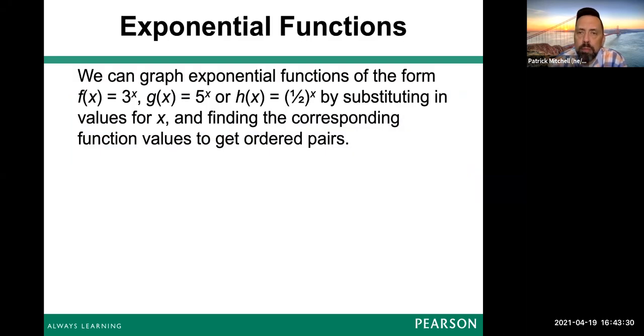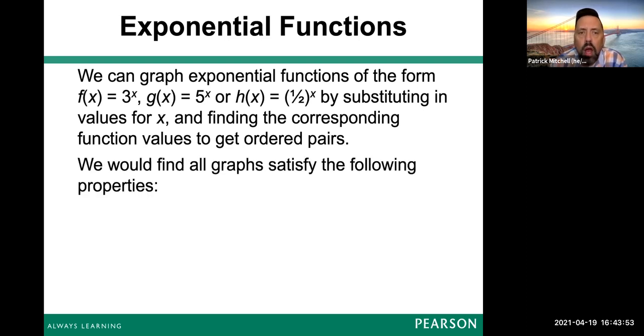We can graph exponential functions of the form f of x equals 3 to the x, g of x equals 5 to the x, or h of x equals 1/2 to the x by substituting in values for x and finding the corresponding function values to get ordered pairs. So the same way that we always graph a function when we see it for the first time. And when we do that, we would find that all graphs satisfy the following properties.